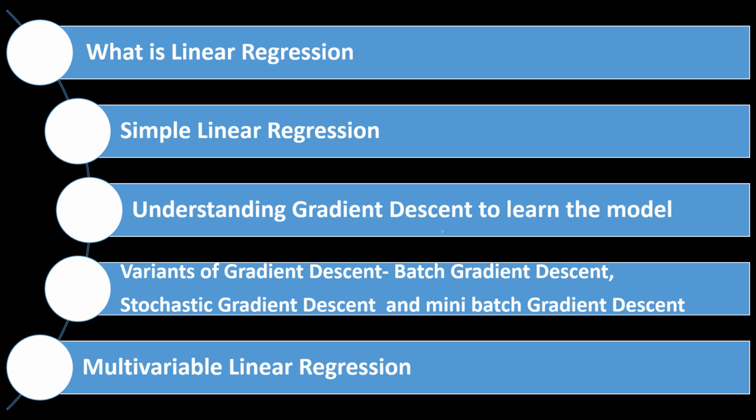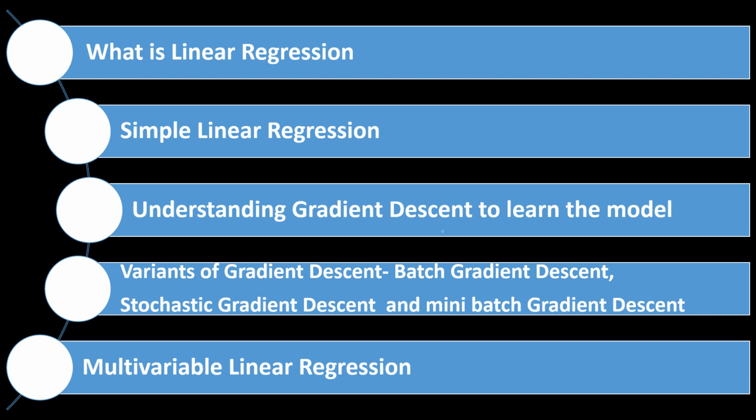So to summarize, in this video we saw what is linear regression, what is simple linear regression. We tried to learn a linear regression model with gradient descent. We also looked into the variants of gradient descent, and then we finally looked into multiple or multivariable linear regression.